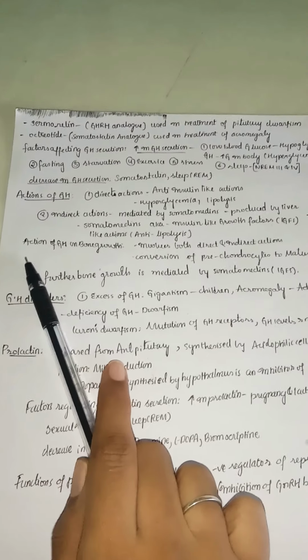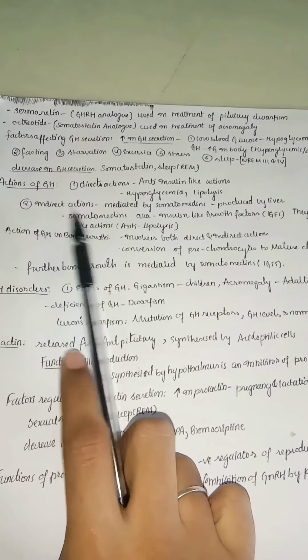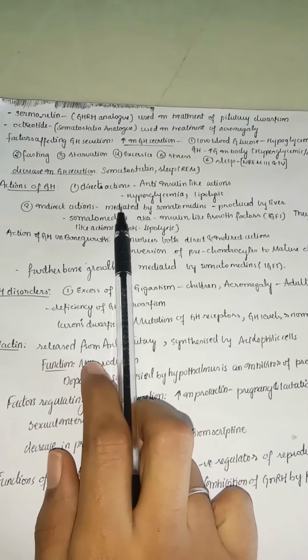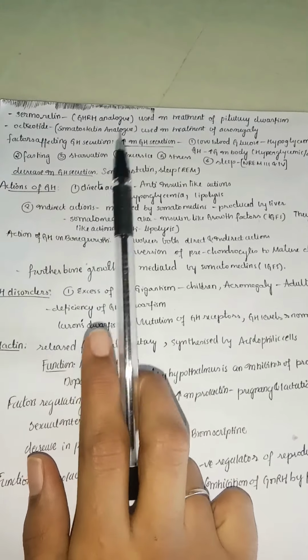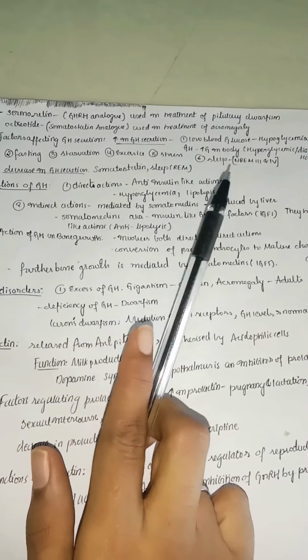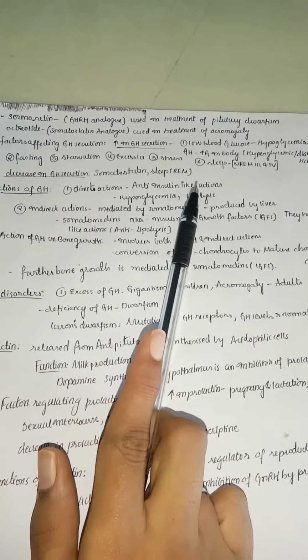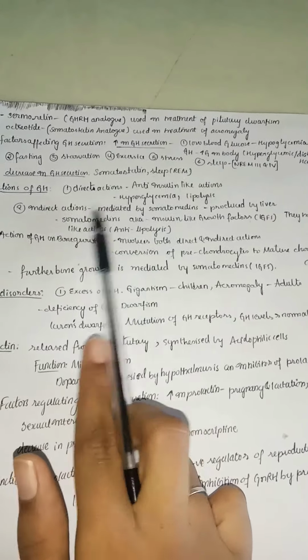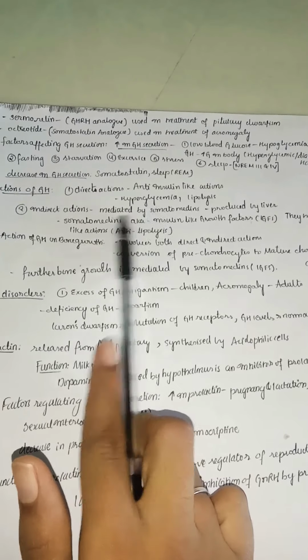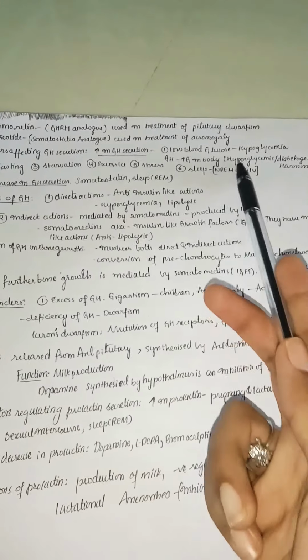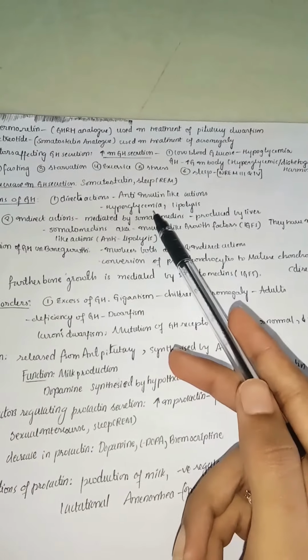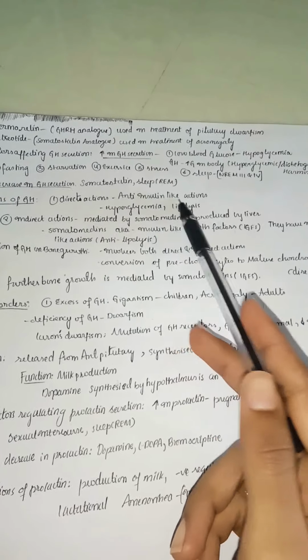Next, let us see the actions of growth hormone. It has direct action and indirect action. Direct action is anti-insulin like action, so it will lead to hyperglycemia and also lipolysis. Lipolysis will cut down the fat, and it will also increase the glucose. Just now we have seen, when our growth hormone is more, it will increase the glucose. So it is an anti-insulin like action.